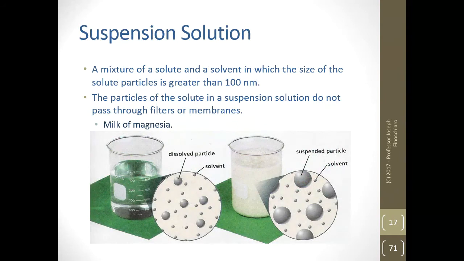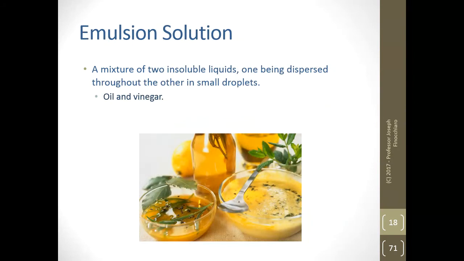A suspension, a mixture of a solute and a solvent in which the size of the solute particles is greater than 100 nanometers. The particles of the solute in a suspension do not pass through filters or membranes. They're stuck on one side if they try to filter through. Milk of magnesia is an example of a suspension. An emulsion is a mixture of two insoluble liquids, one being dispersed throughout the other in small droplets. So an emulsion is like oil and vinegar. Okay, emulsions are very common in cuisine when you're cooking.